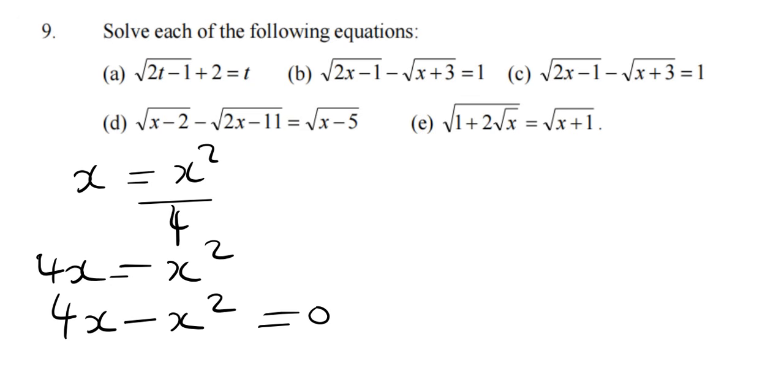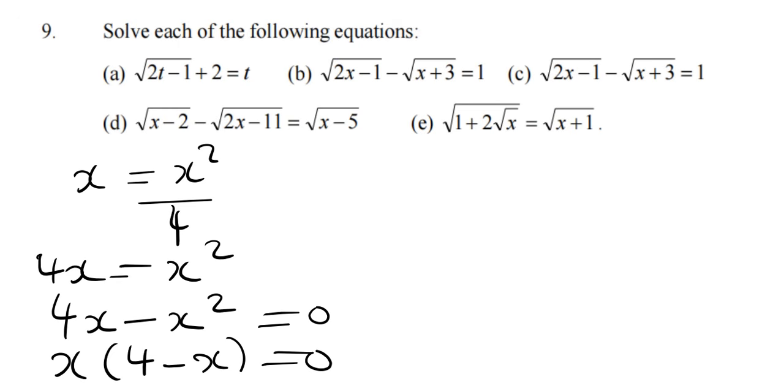Then when you reach here, you know what you're supposed to do. You are supposed to factorize out the x. So in this case, I'm going to have x outside. I'm going to have 4 minus x is equal to 0.